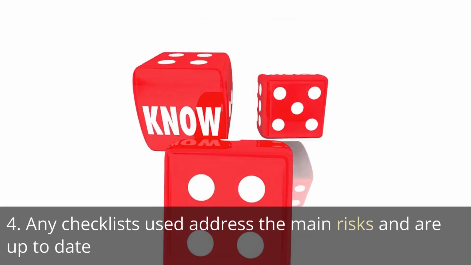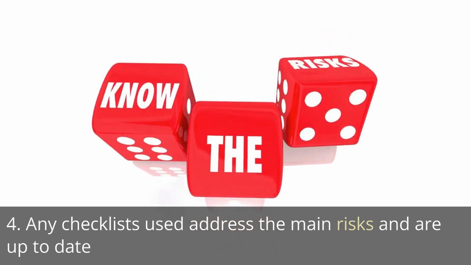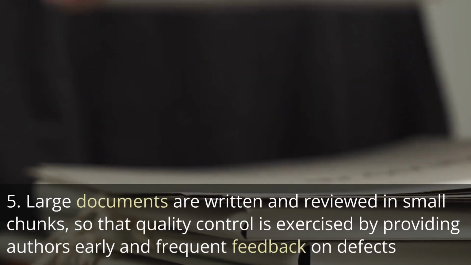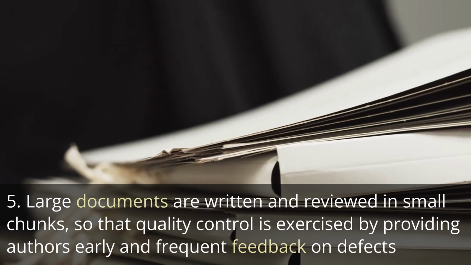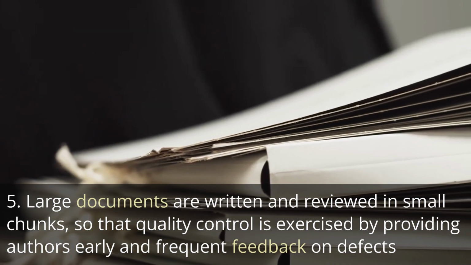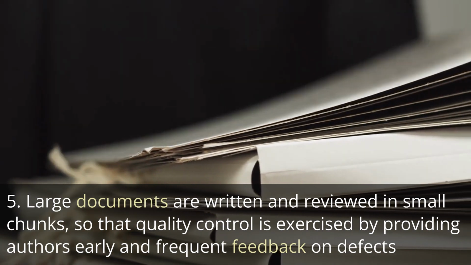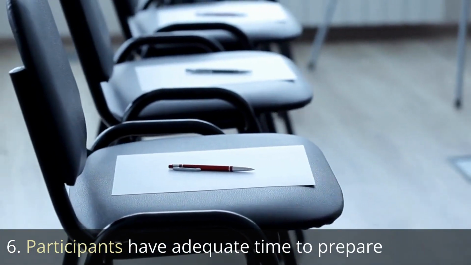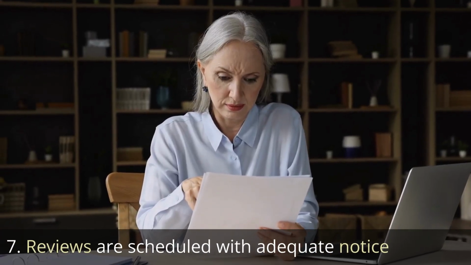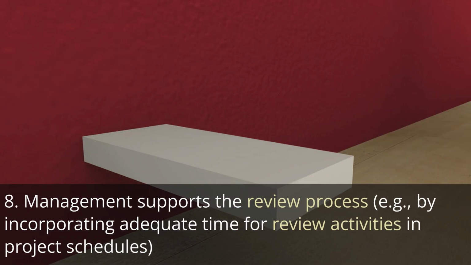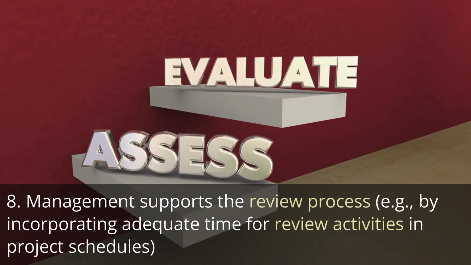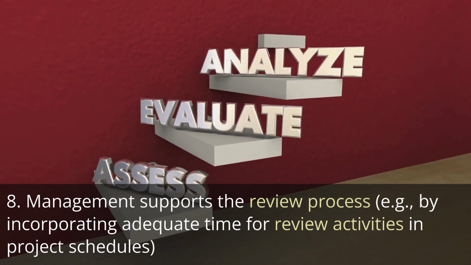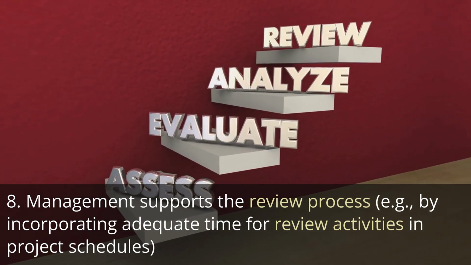4. Any checklists used address the main risks and are up to date. 5. Large documents are written and reviewed in small chunks, so that quality control is exercised by providing authors early and frequent feedback on defects. 6. Participants have adequate time to prepare. 7. Reviews are scheduled with adequate notice. 8. Management supports the review process, e.g., by incorporating adequate time for review activities in project schedules.